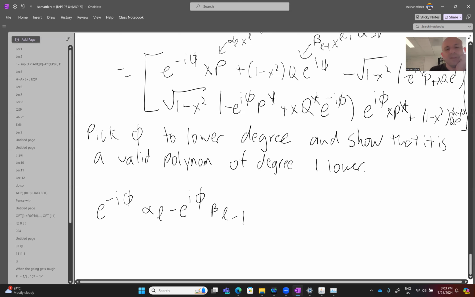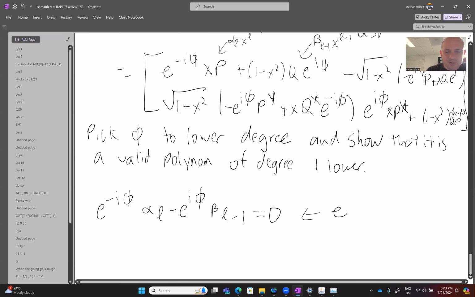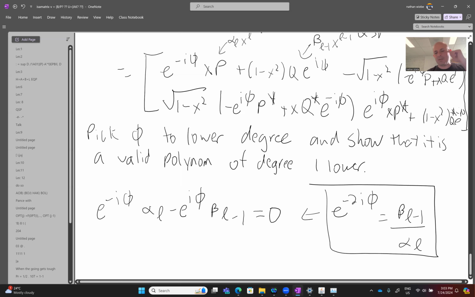Okay, so taking that over here, we would like to choose phi so that this term that's kind of ugly in that expansion vanishes. So we can just isolate this, and we end up getting that e to the negative 2i phi is equal to beta L minus 1 over alpha L. So then we just pick this to be true.